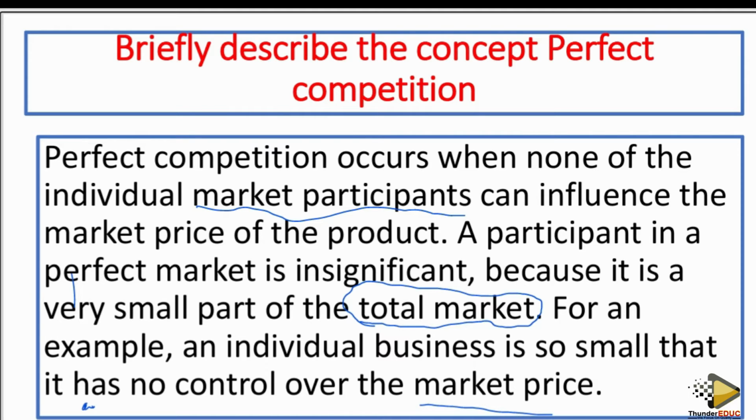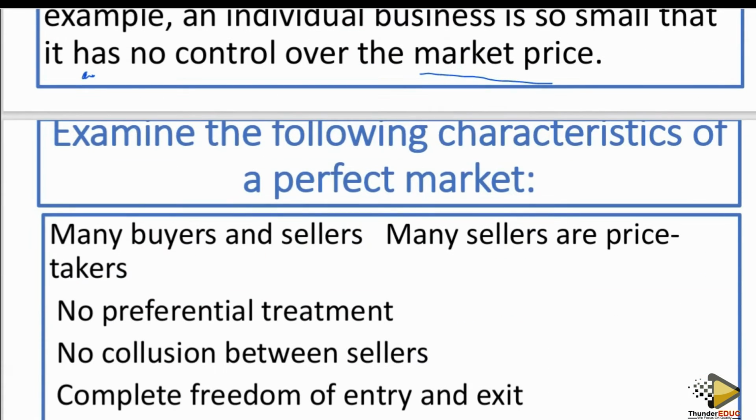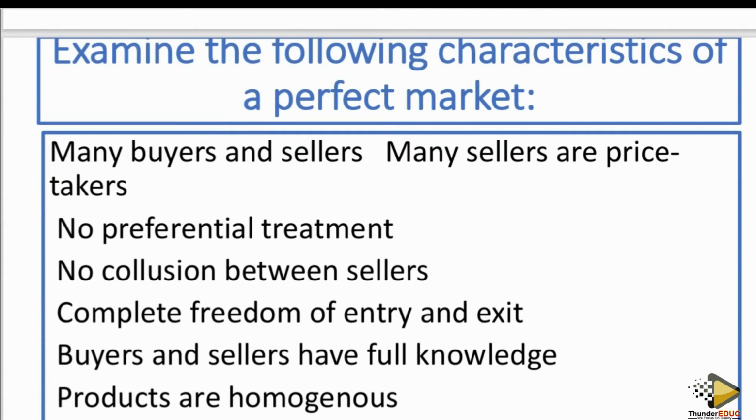Okay, so now let's check the characteristics that are in line with perfect competition. These are the characteristics that are in line with the perfect market. Okay, right. Examine the following characteristics of a perfect market. I'm going to explain each and every characteristic of the perfect market. Number one, we have a large number of buyers and sellers.